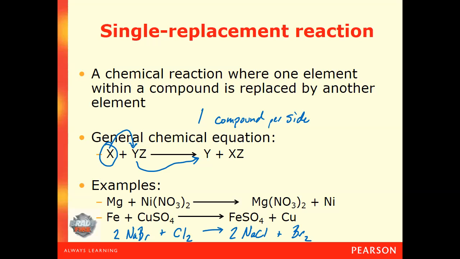So it does work on both sides, but most of the examples you see will be of metals because there aren't nearly as many nonmetals that are capable of doing this kind of reaction. Mainly we see it just with halogens, the group 7A elements.